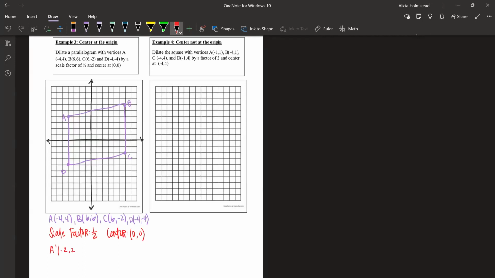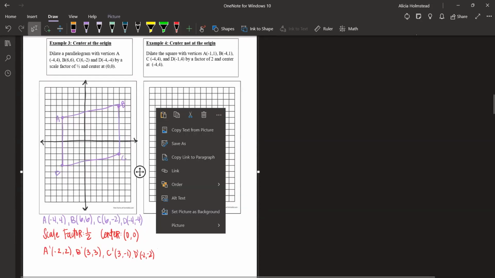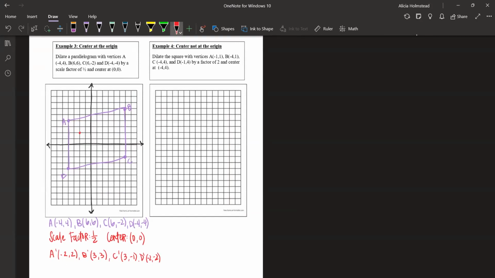So we're going to have A prime at negative 2, 2. B prime will be at 3, 3. C prime will be at 3, negative 1. And D prime will be at negative 2, negative 2. And if we plot those on our graph, A prime is at negative 2, 2. B prime is at 3, 3. C prime is at 3, negative 1. And D prime is at negative 2, negative 2.